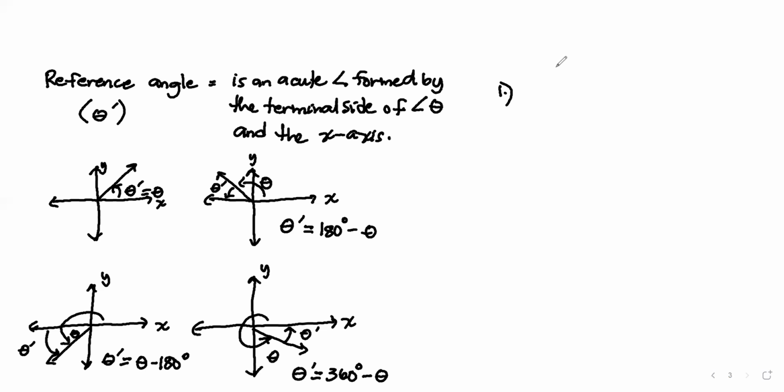Find the measure of the reference angle for each given angle. If the theta is 120 degrees, we know that 120 degrees is in the second quadrant. So to find the reference angle, it's 180 degrees minus the given theta, which is 120 degrees. 180 degrees minus 120 degrees, the answer is 60. So this is the reference angle, an acute angle.